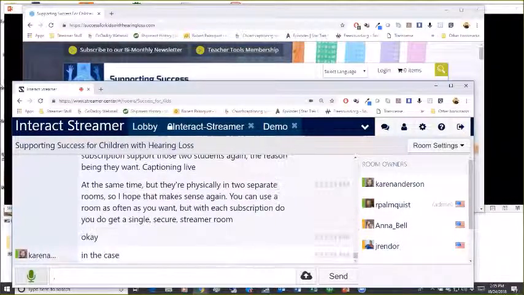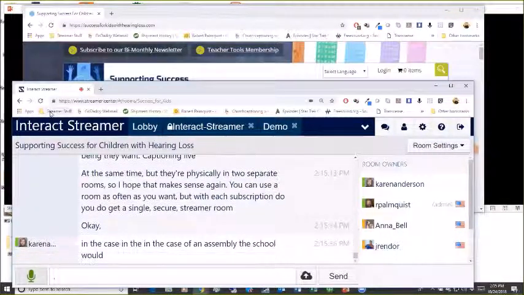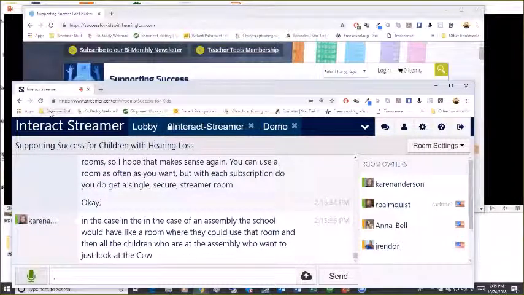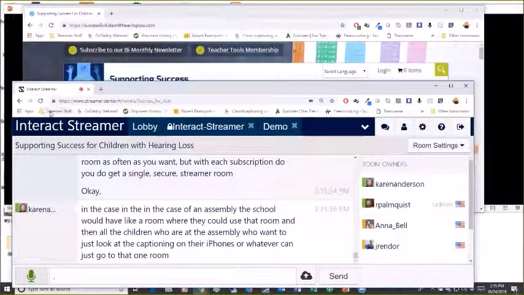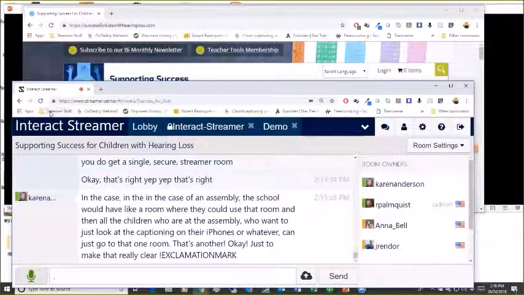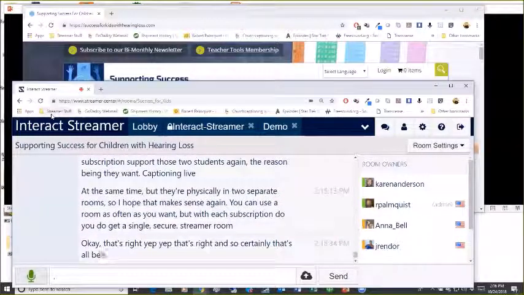In the case of an assembly, the school would have a room, and then all of the children who are at the assembly who want to just look at the captioning on their iPhones or whatever can just go to that one room. That's right. Yep, that's right. And so you could really have multiple students viewing the captioning in a single room. Certainly that's all built into the capabilities of the software.